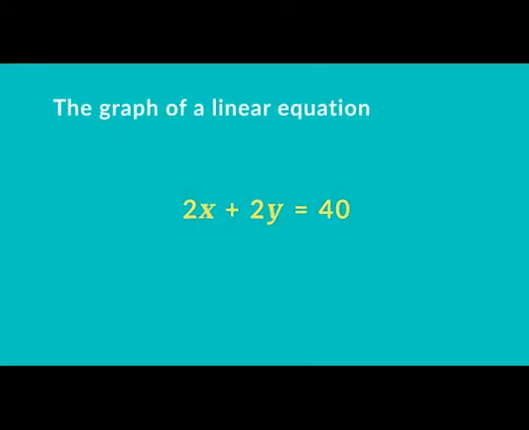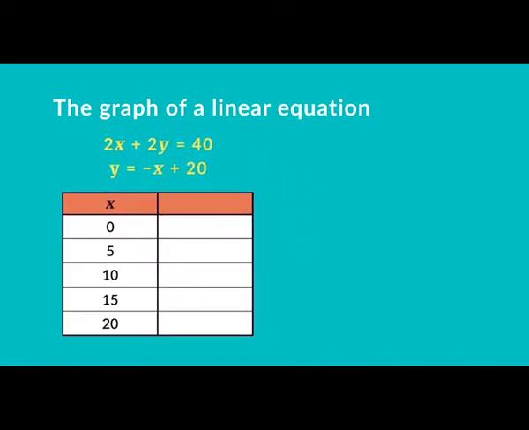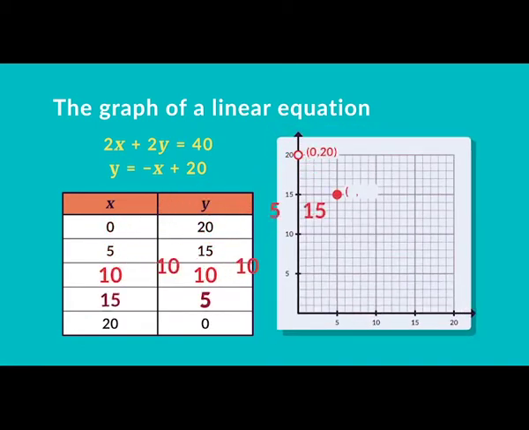We can represent this graphically as a straight line. To plot this straight line, we first write the equation with y as the subject of the equation. Then select a few values of x to draw up a table of values. Fill in the y value for each x value. Then plot the coordinate pairs and draw a straight line through them.